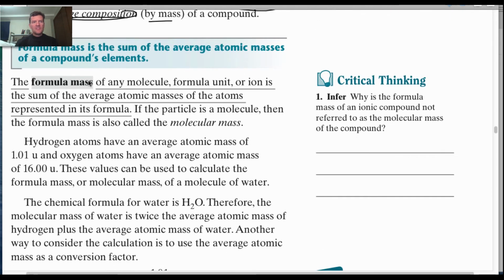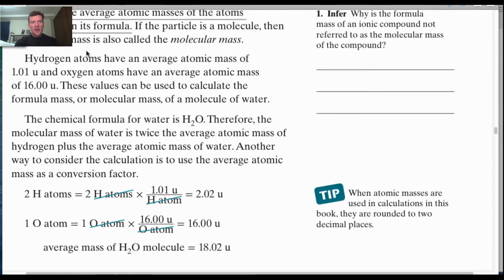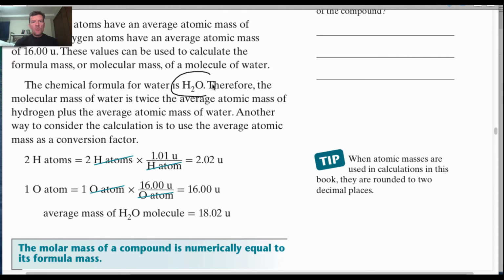Alright, let's first talk about the formula mass. The formula mass is the sum of all the average atomic masses of the compound's elements. It's really easy, actually. Okay, all we're going to do is simply this. Let's just take water. All you do is look on the periodic table. All of the masses are right on the periodic table. So all I do for water is I realize in the formula there are 2 hydrogens right there, and 1 oxygen right there.